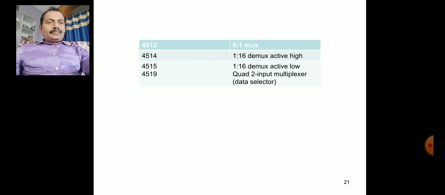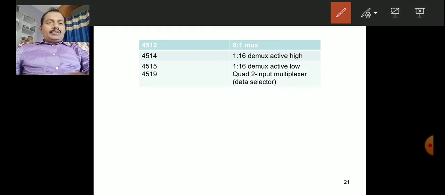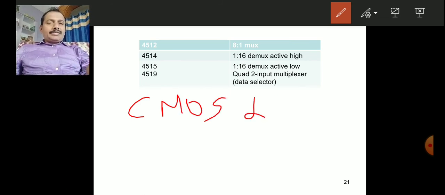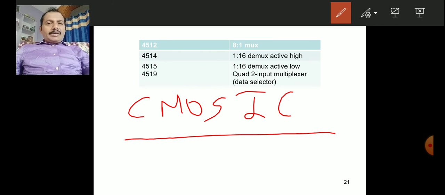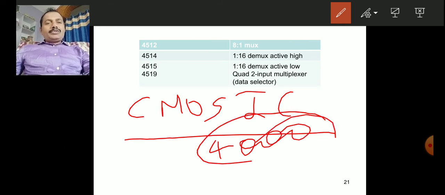Next, CMOS ICs. So these are the CMOS ICs. CMOS ICs start with the 4000 series. So 4000 series means 4514 is the 1 to 16 decoder with active high outputs. 4515 is the 1 to 16 decoder with active low outputs.